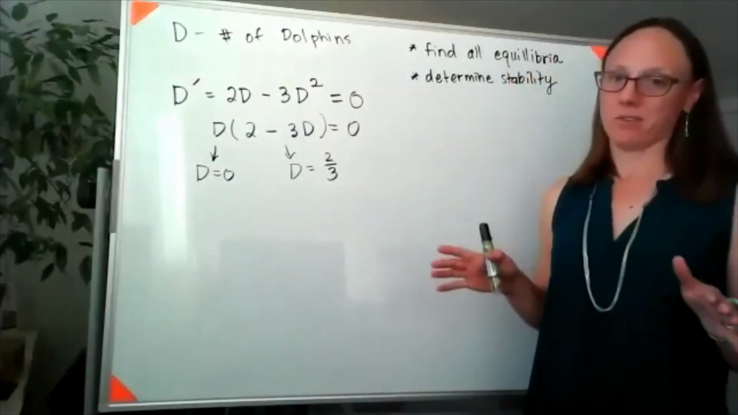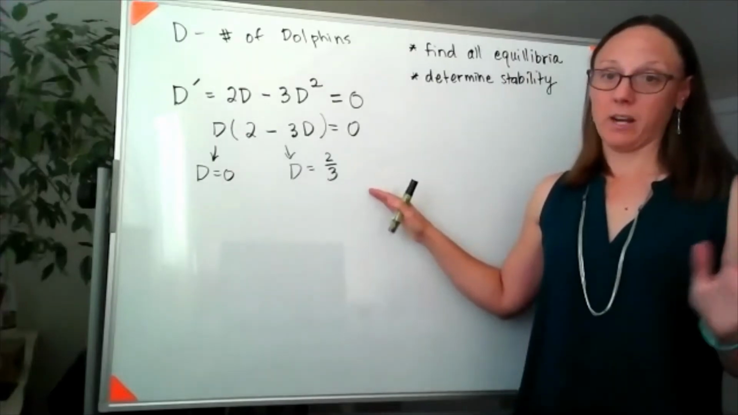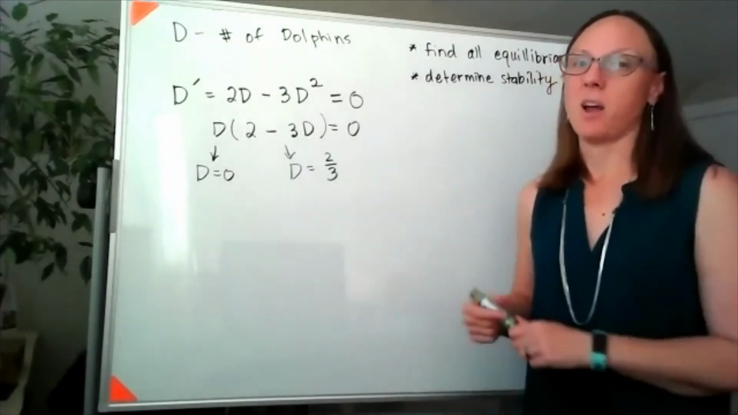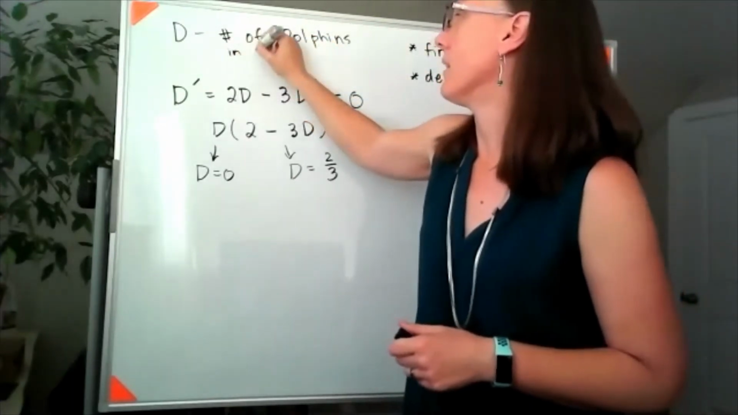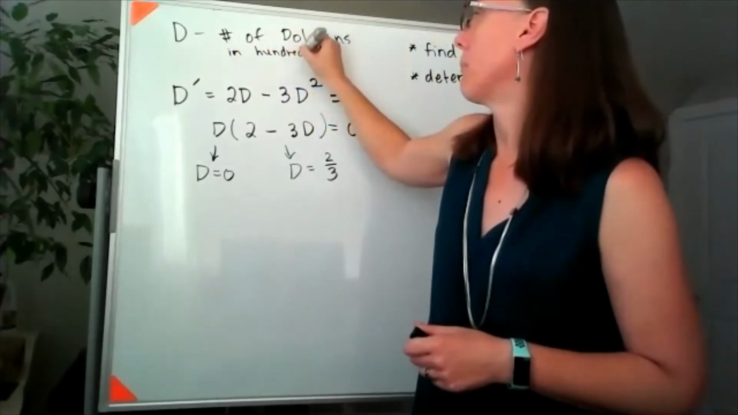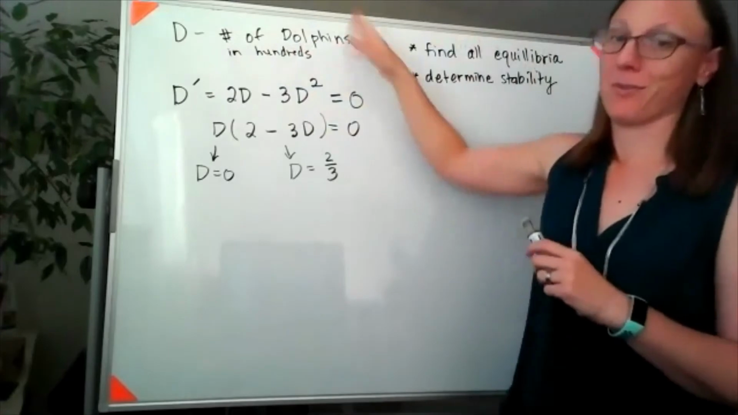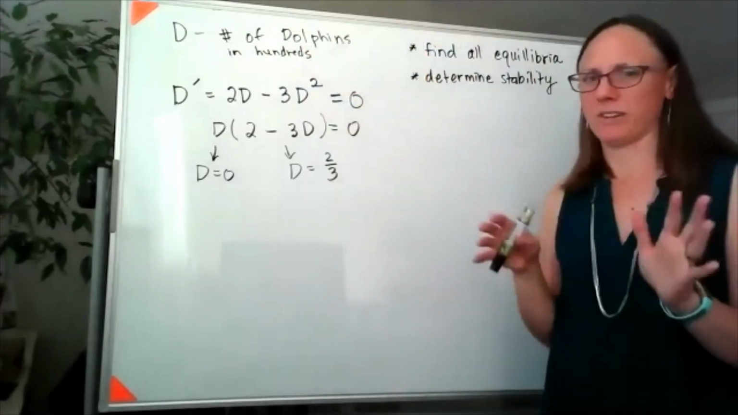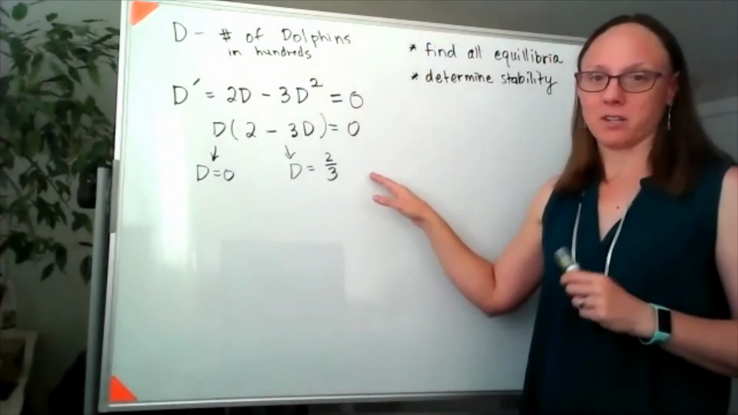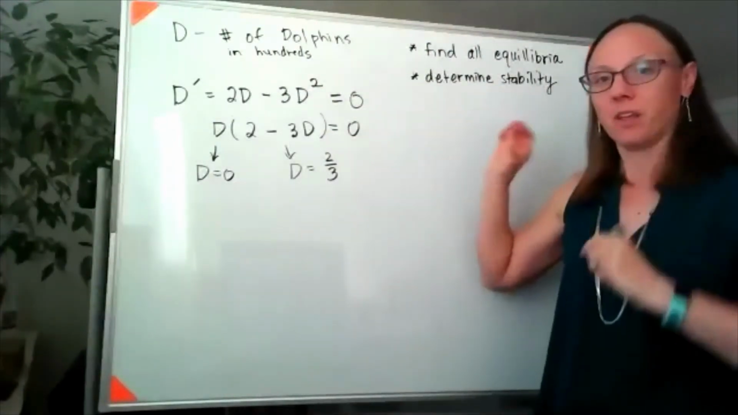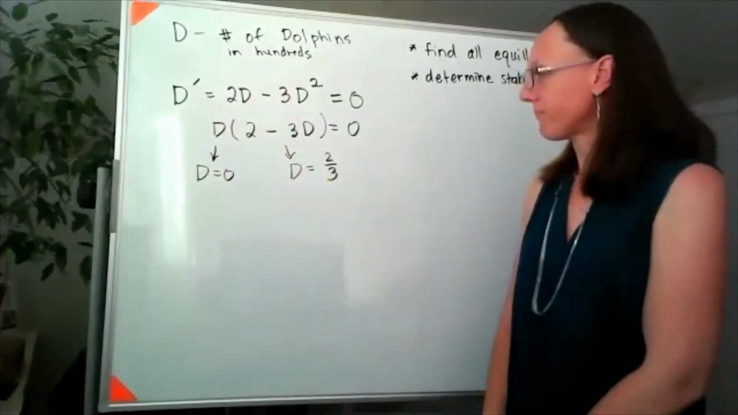Okay, now we've got to talk units for a second. Nobody wants to see what 2/3 of a dolphin looks like, right? But suppose that this was the number of dolphins in hundreds. Now we're not talking about 2/3 of a dolphin. We're talking about 2/3 of 100 dolphins. Okay, yeah, that still worked out messy. Anyway, don't get hung up on the numbers. Don't think about 2/3 of a dolphin. Really, it's a large population.